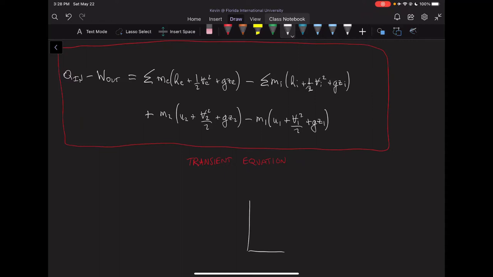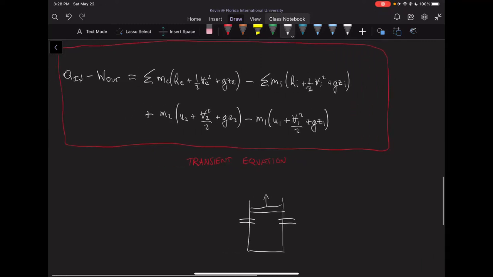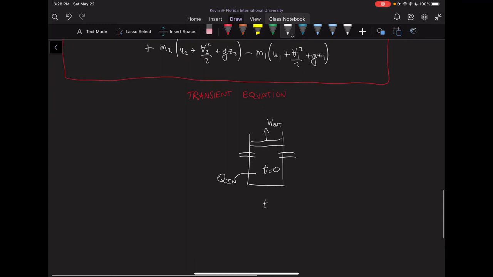We have a piston cylinder device, just to keep it simple, and we're going to have an opening here, an opening here, and we're going to have some work going out of the system. We're going to have some Q into the system, and we're going to have a change in mass between time equals 0 and time equals 60 seconds. Okay, so we have all this information.